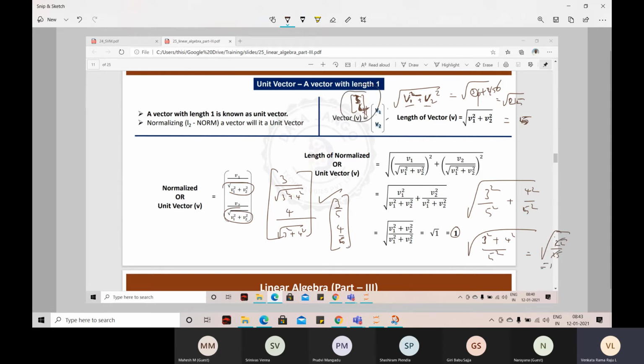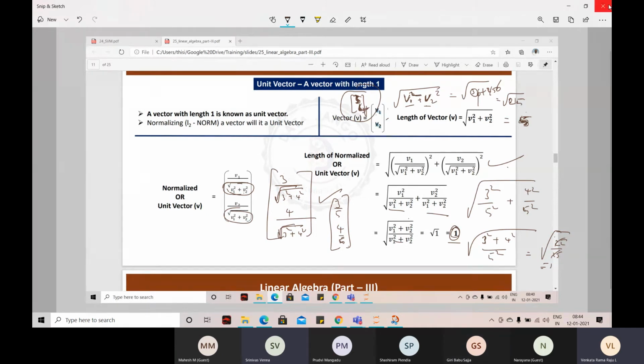I converted this 3, 4 vector with a length of 5 to 1 by dividing it with the norm of the vector. When you divide the values with the norm of a vector, then the vector becomes a unit vector. So theoretically also the same thing. See this? Whole square, and then the square root is gone. The sum, you get 1. Got it? Yeah. So this is very important.